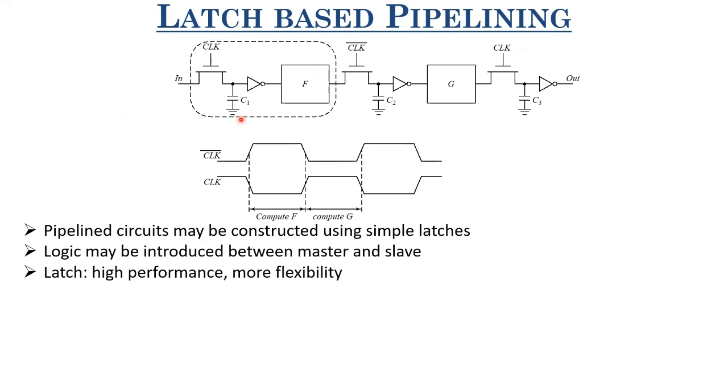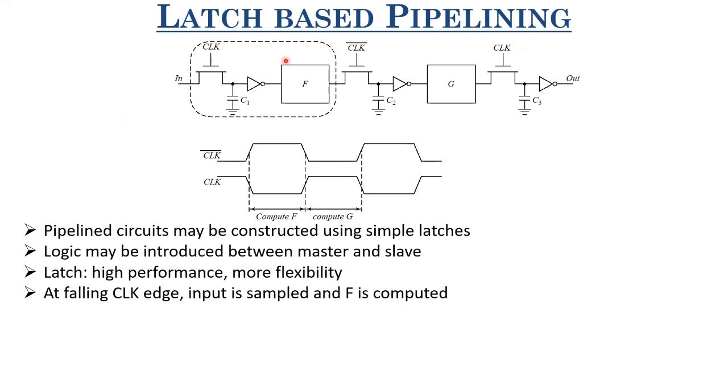So let's talk about the falling clock edge. So at the falling clock edge, what happens? At the falling clock edge, that is when the clock was 1, then in was continuously being sampled here. At the falling clock edge, when clock goes 0, this turns off, and whatever was the value of in immediately before this clock edge is held here. Depending upon that, what happens? Input is sampled and F starts computing. So if the input is sampled here, this will go as input to this F, and computations will begin in F.